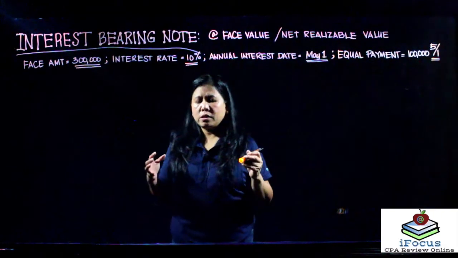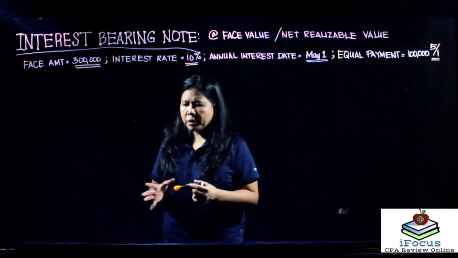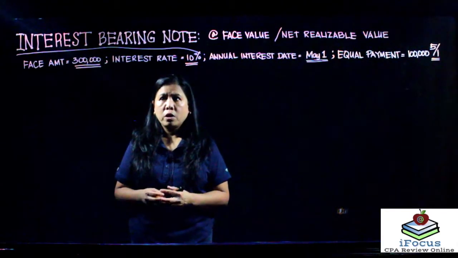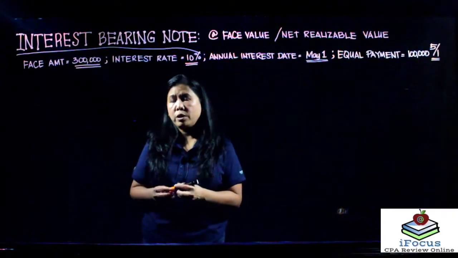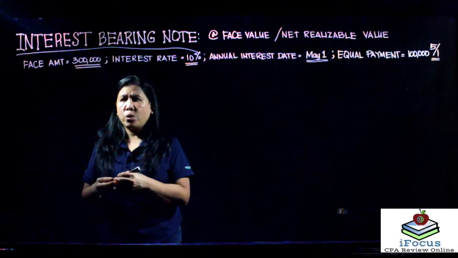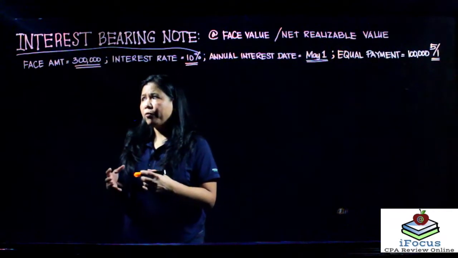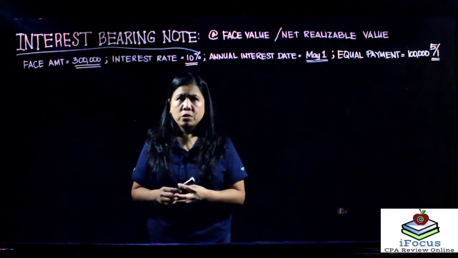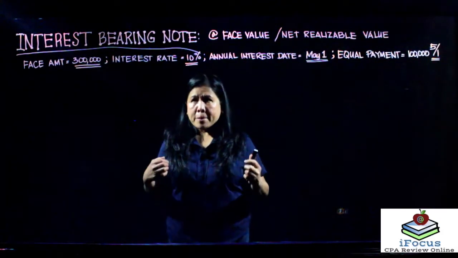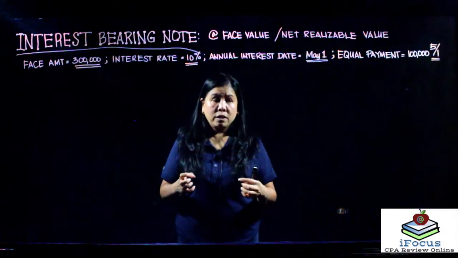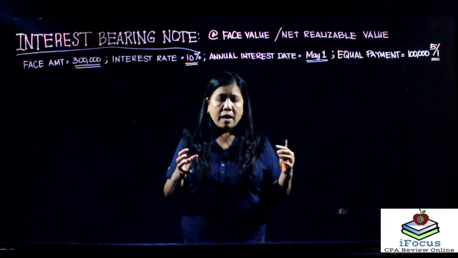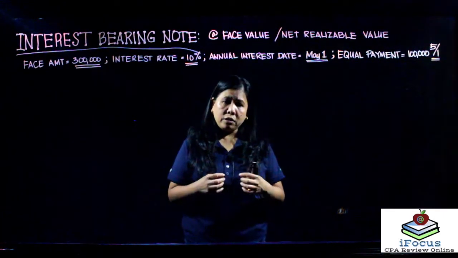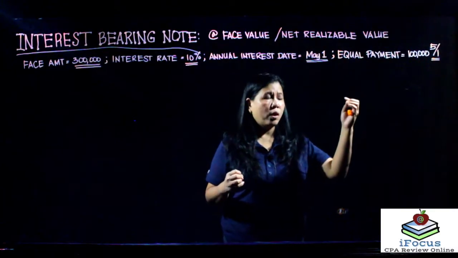All right, let's do another illustration or another problem a little bit more complicated than the first one we did. So this is still an interest-bearing note. The company sold goods to a customer, and the customer gave a promissory note, an interest-bearing note, to the company with a face amount of 300,000, and the maker of the promissory note, the customer, will pay a 10% annual interest every May 1st. And aside from that interest, the maker is also going to pay an installment equal payment of 100,000.